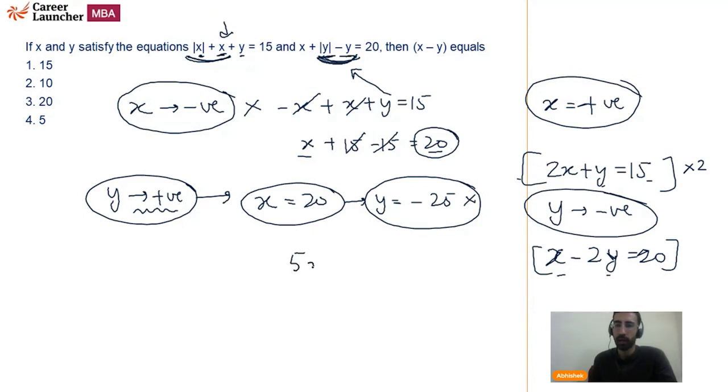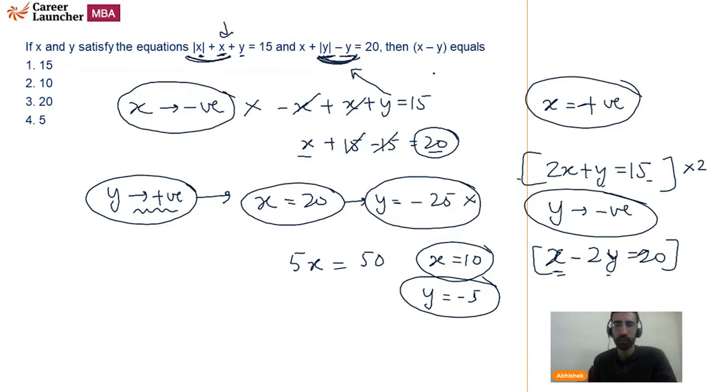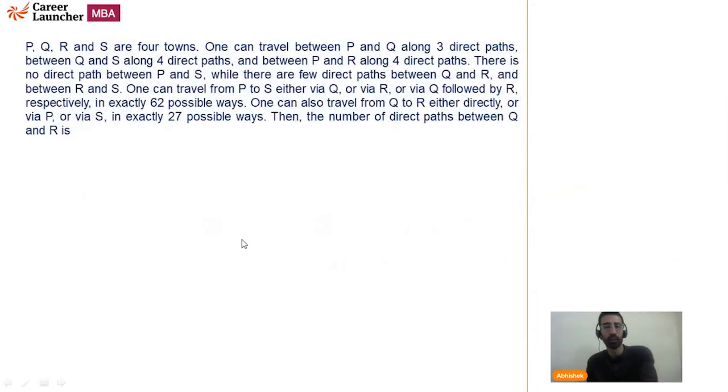x minus 2y. You will add. You will get a 5x. 5x is equal to 50. x comes out to be 10. And if x is 10, then y comes out to be minus 5. Just solve and you'll get these values. And therefore x minus y is 10 minus of minus 5, 10 plus 5, 15. I hope this is clear. These two assumptions are key. They'll help you solve the question fast. Otherwise, you'll end up spending tons of time.